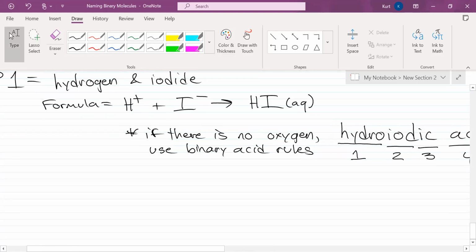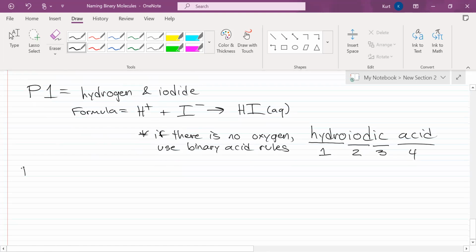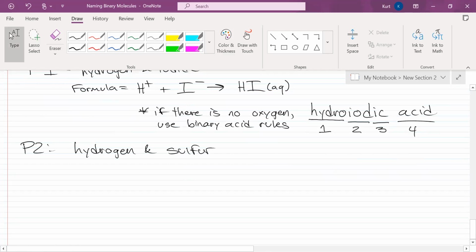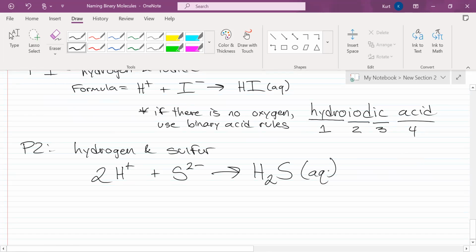Okay, good. Let's do another one. Practice number 2. Hydrogen and sulfur. Okay. What is the charge of a hydrogen ion? +1. What is the charge of a sulfur ion? -2. So how many hydrogens do you need? You need 2 of them. So that's going to result in H2S. And if I told you it was in an aqueous solution, you know that it is an acid.